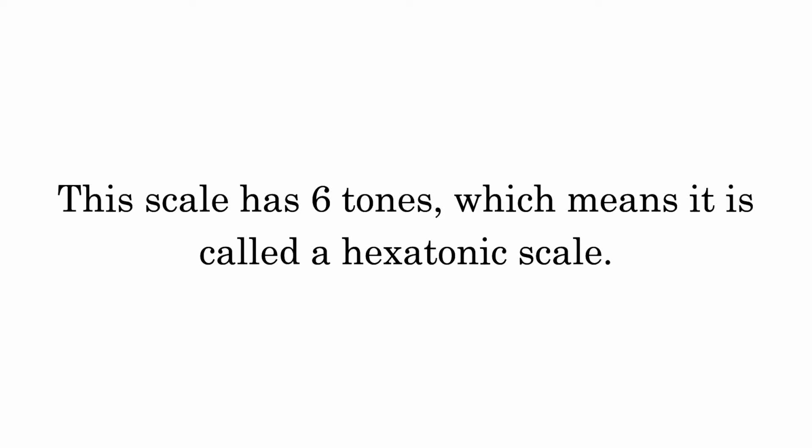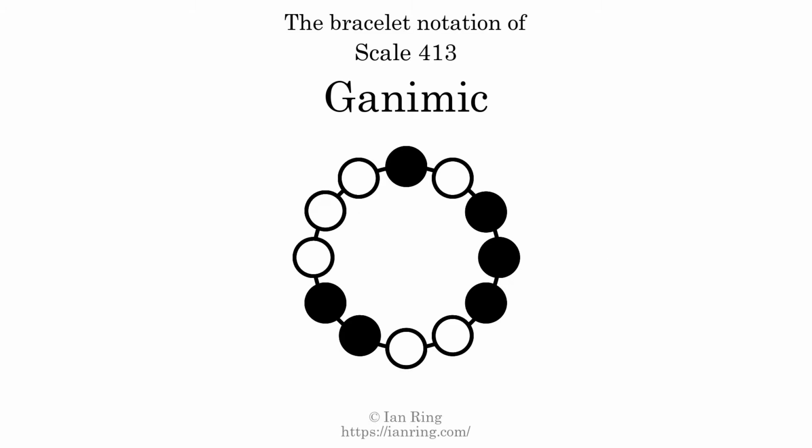This scale has 6 tones, which means it is called a hexatonic scale. This is a bracelet notation diagram of scale 413. The shaded circles represent tones that appear in the scale, and they are read clockwise, starting at the top.